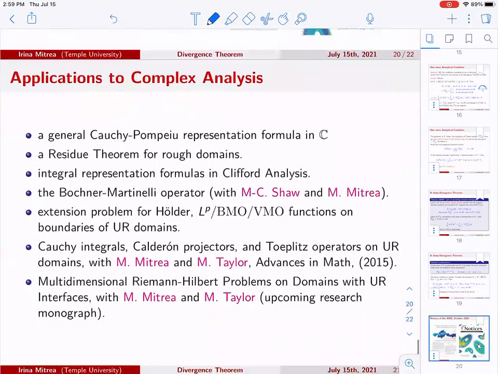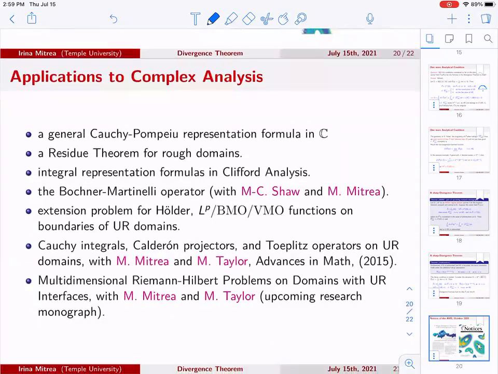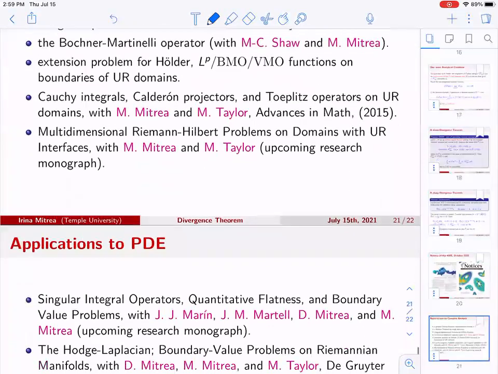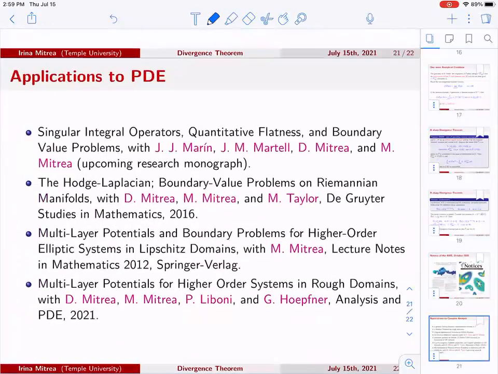And over the years, we have been successful in applying these versions of this tool to problems arising in complex analysis, dealing with Cauchy integrals, Calderon projectors, the multidimensional Riemann-Hilbert problem, and applications to PDEs, to the Hodge Laplacian. You can have versions of this theorem on manifolds. You can deal with second order boundary value problems and higher order boundary value problems in non-smooth domains.